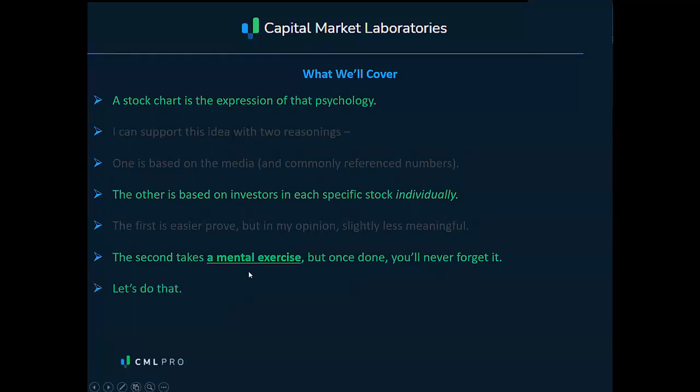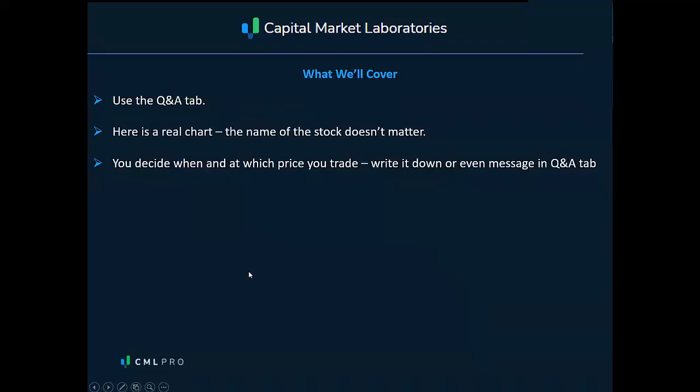So I would like you guys to find the Q&A tab and to just start typing in. But when you type in, all I want is stock prices. Just like 47, 130, whatever, it doesn't matter. Don't have to tell me if you're buying, if you're selling. And this exercise is for you, it's not for me. So I think if you participate, it will help you.